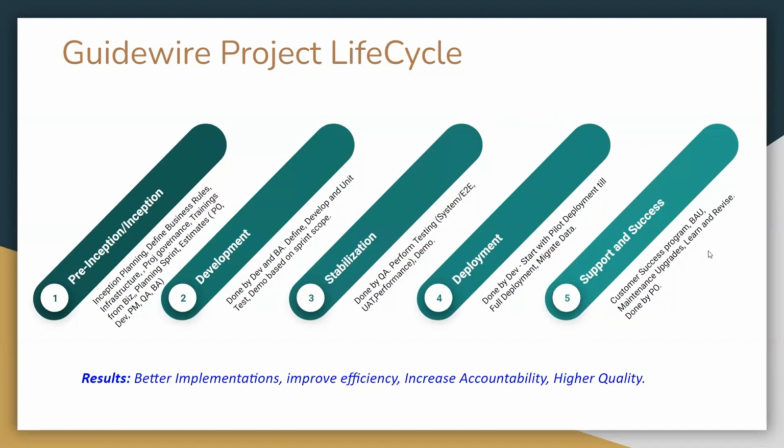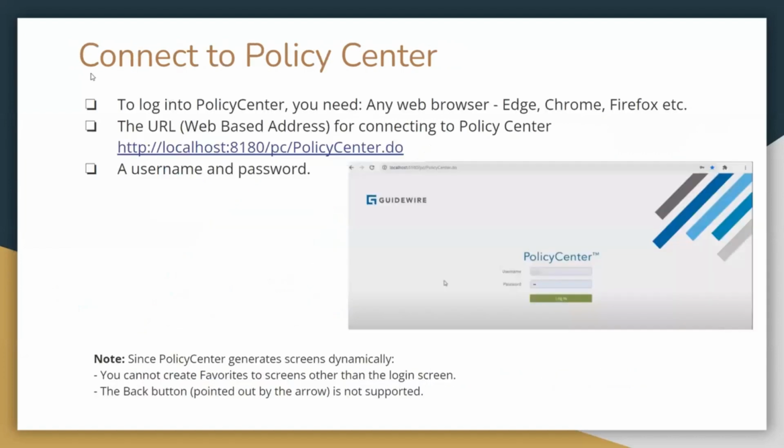So based on any change requirements, the business will provide the new requirements. This is a basic kind of SDLC process. It has good results like better implementation, improved efficiency, increased accountability, and higher quality. So this is the basic thing. Yeah. So, connecting to the Policy Center.